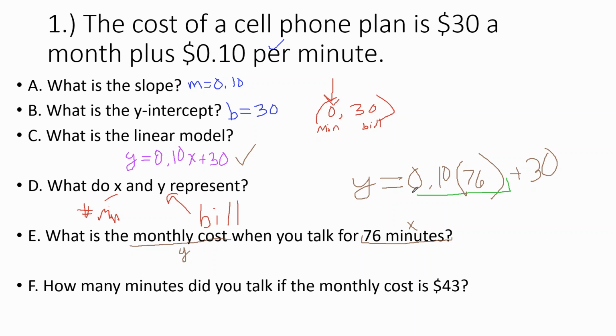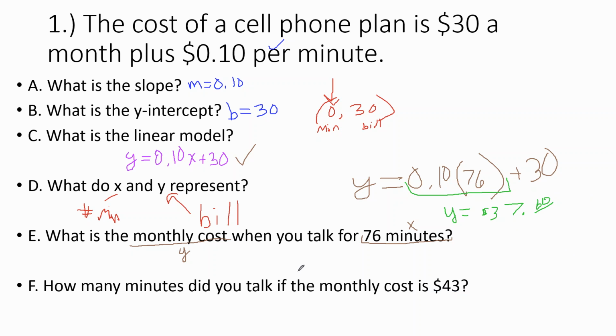So my first step would be to multiply 76 times 10 cents. Then I add 30. And what's the total bill? $37.60. Yep. So if you talk for 76 minutes, your bill will be $37.60. So that's one application of the linear model.